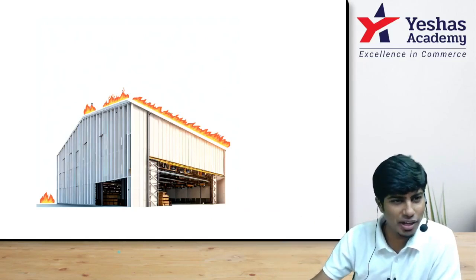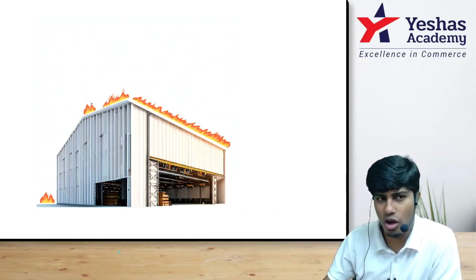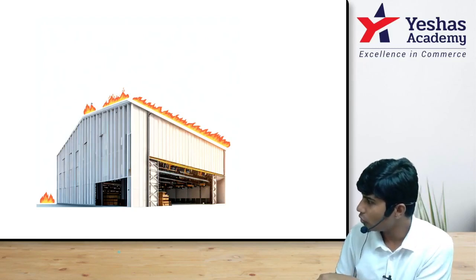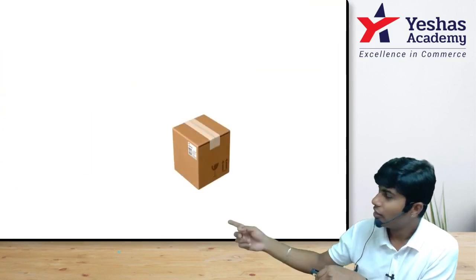So what has happened here? This building has caught fire. This is not the office building. This is the godown. A godown will comprise a lot of goods. Do you see here? There are a lot of goods here. Okay, observe. One set of goods has caught fire.